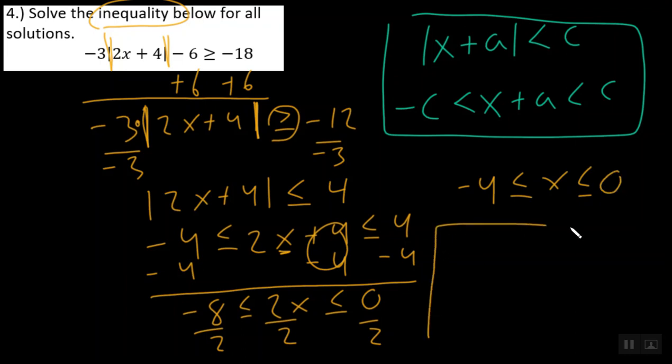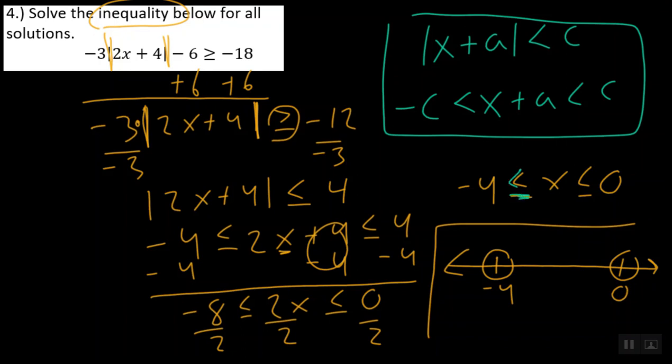From here, we can actually graph this by drawing our number line. Let's put these two values. Here's negative 4, here's 0. And we circle them. Let's switch colors here. Because it's less than or equal to, we have these lines underneath, so we fill these circles in. Essentially what we're saying is x is in between negative 4 and 0. So we shade the space in between.